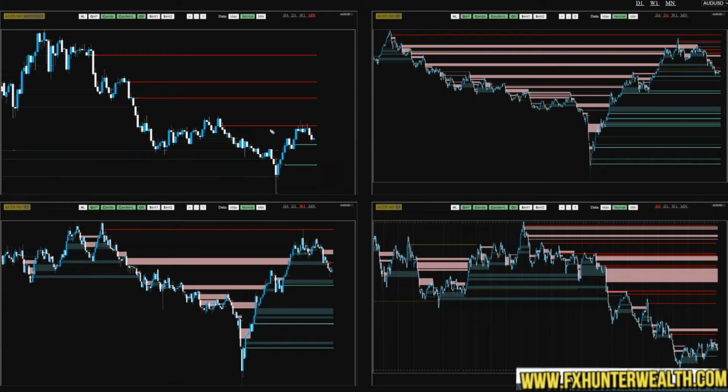Welcome to the analysis for the Aussie USD. So let's start on the monthly. What we can see here in the past, it was actually 3-4 months ago, we've been ranging below this institutional level. How we know it's an institutional level?